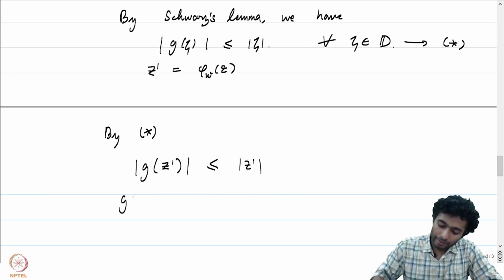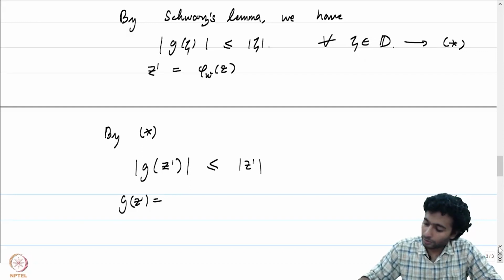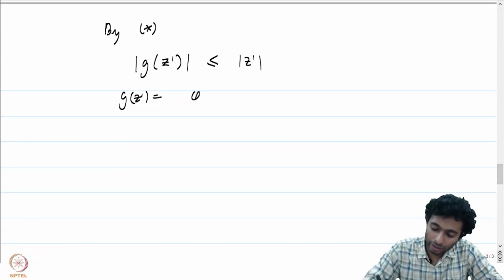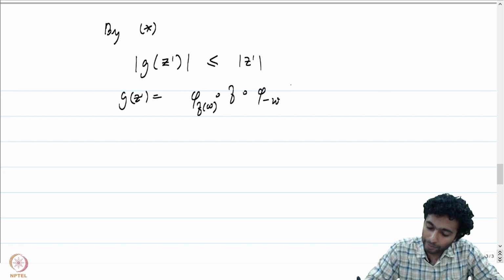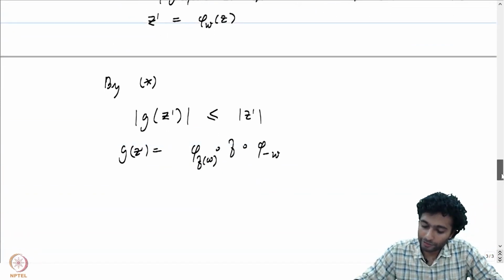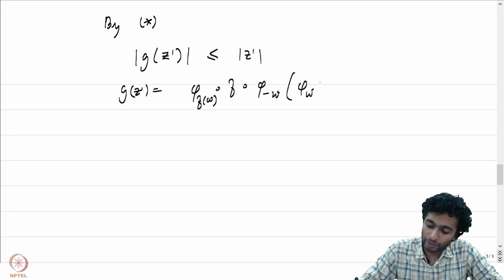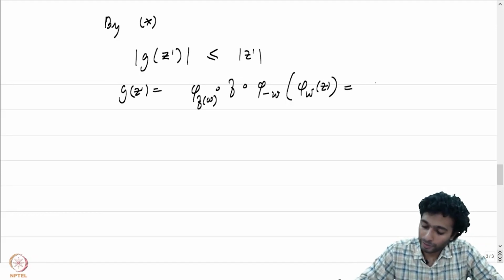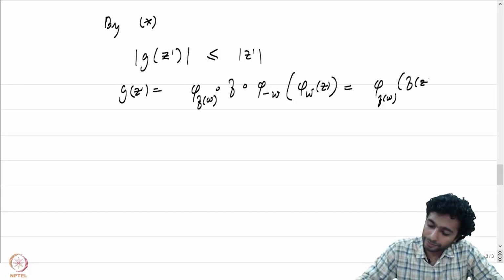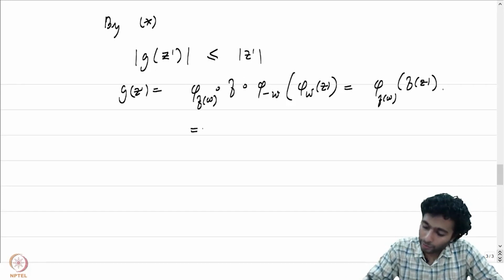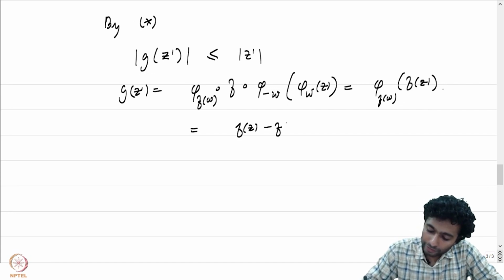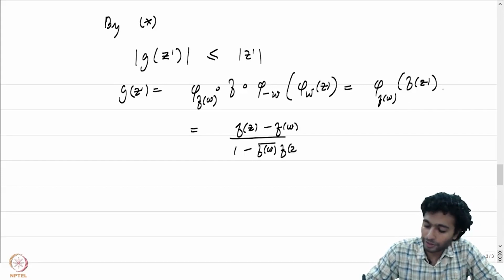G of Z prime, let's write down what G was. G, recall, was phi f W composed with f composed with phi minus W, evaluated at Z prime. But what is Z prime? Recall that Z prime is phi W of Z. So this is going to be phi W of Z, which is equal to phi f W of f of Z, and that's equal to f of Z minus f of W by 1 minus f of W bar times f of Z.